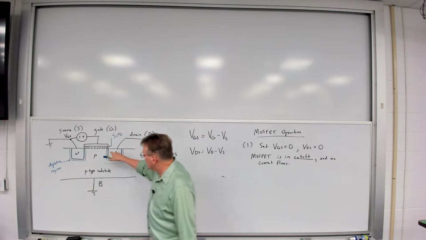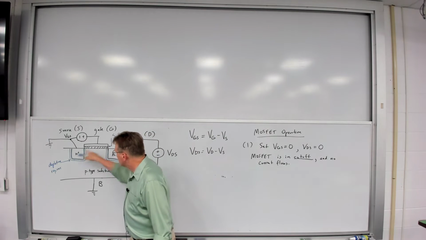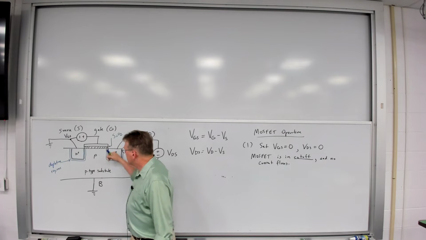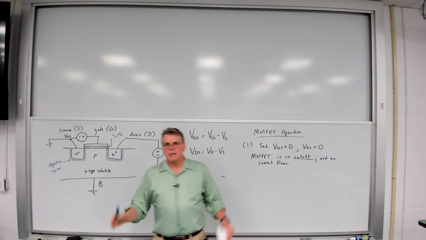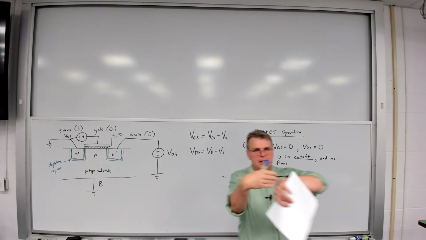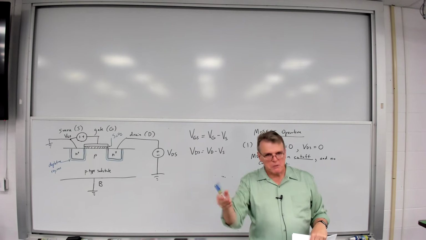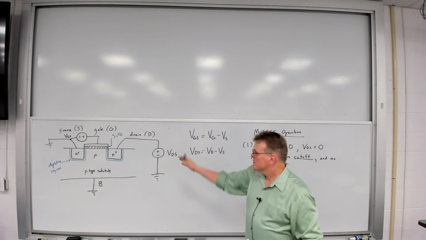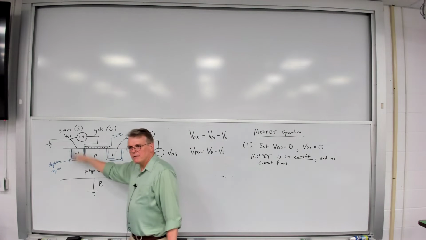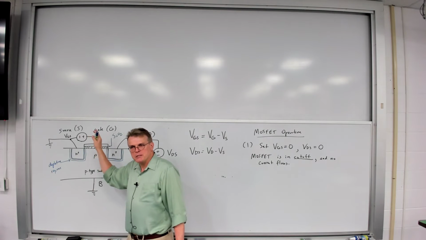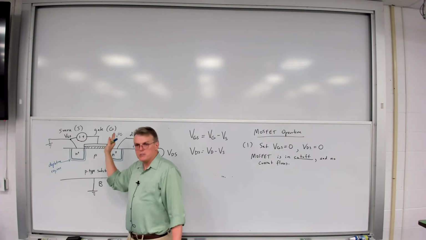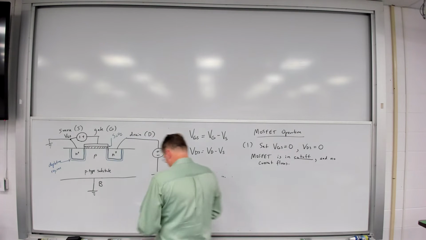Current cannot flow from this drain to the source region because it cannot go through that P region. It's like two back-to-back diodes connected oppositely from each other. One is always going to be reverse biased. So in this case, nothing can happen with this circuit, or this device, the way it is right now. Okay?